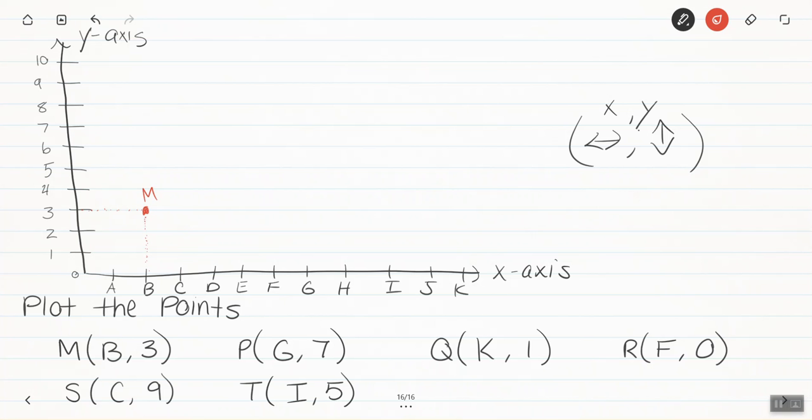Okay. Let's do point P. So I have to start at the x, so I'm going to go to G first. There's G. And then I'm going to go up until I meet line number 7, which is right there. I'm going to draw a dot, and you can see that this 7 intersects with this little dot here. So that's going to be point P.